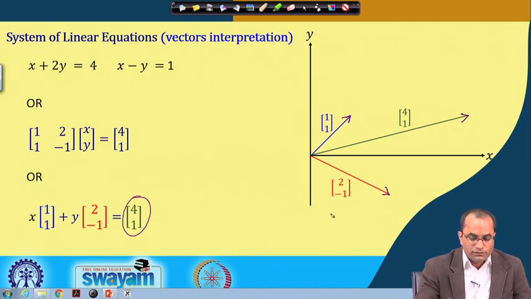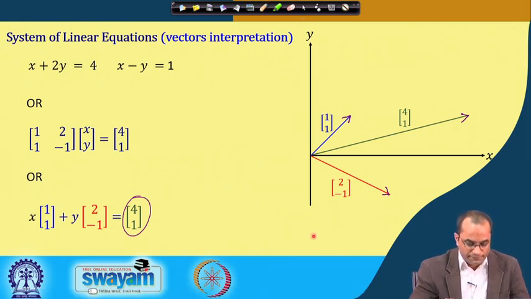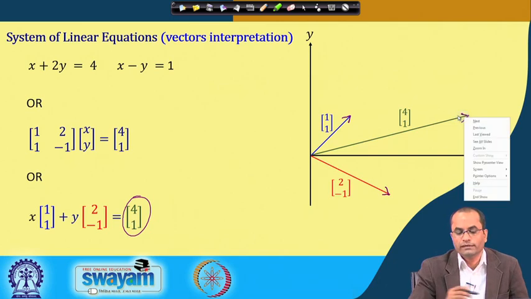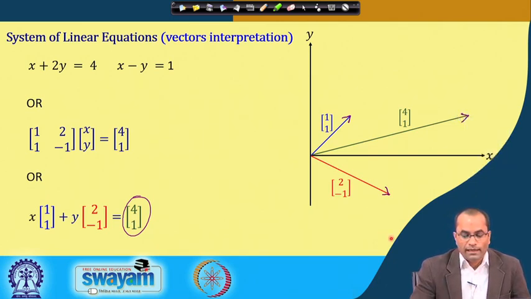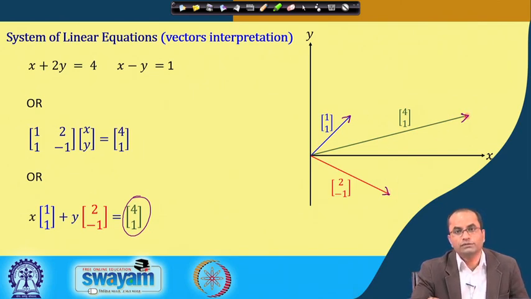Now, we will look for the possibility that whether it is possible to have a combination of these two vectors to get this third vector, this 4 and 1. And in this particular case, this is very easy to see, that if we add to this red vector here, 2 minus 1, 2 times of this blue vector, we will get exactly that point here, or we will get that vector 4 and 1.